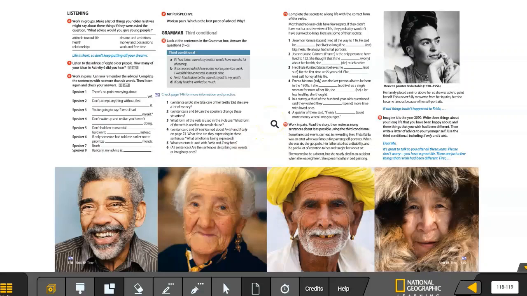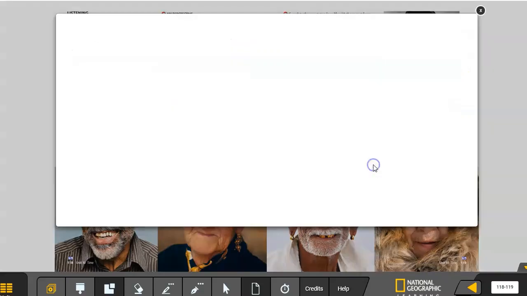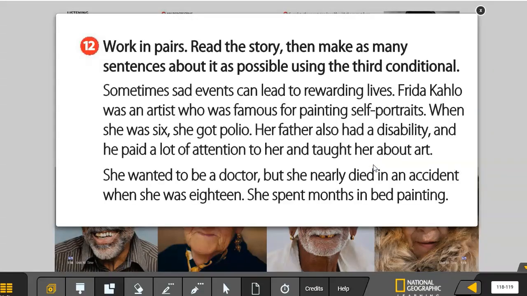This is homework for you guys. You are going to do exercise number 12. In exercise number 12, look at this picture. We have Frida Kahlo here. Exercise number 12 says: read the story, then make as many sentences about it as possible using the third conditional. So let me read this for you, guys.